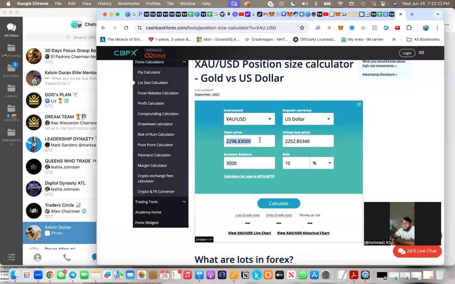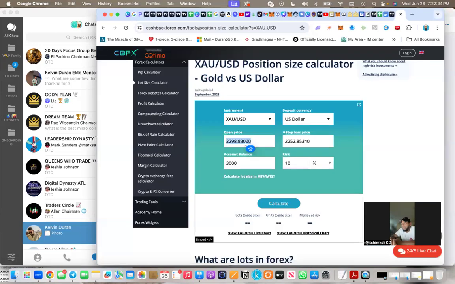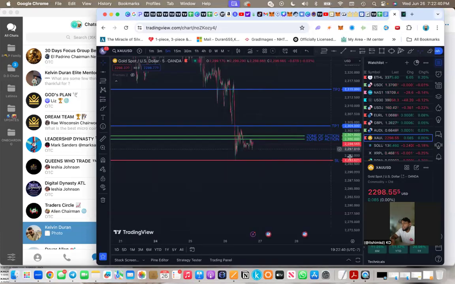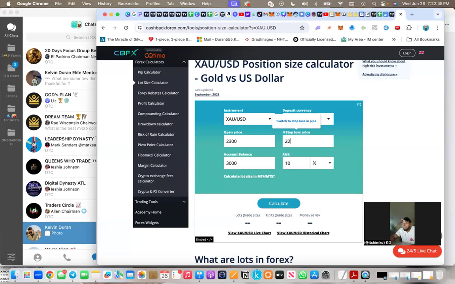Now, it's gonna ask you, what is the price? So if we open up our trade that we just took right here, we said, okay, the price is gonna be 2,300. So we're gonna put that price right there. We're gonna put 2,300 that we got in. Where is our stop loss? It's gonna tell you right here. Your stop loss is 2293.62. Okay.